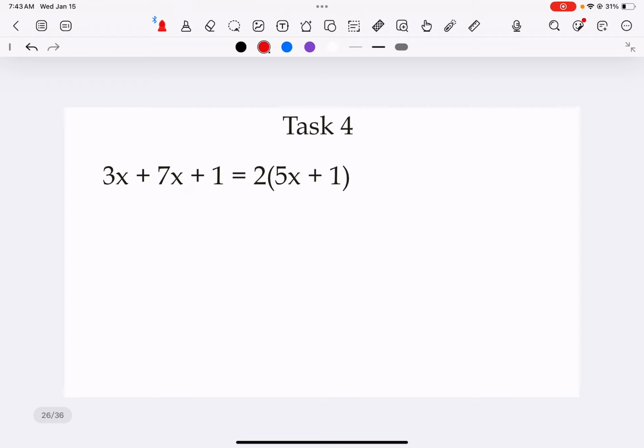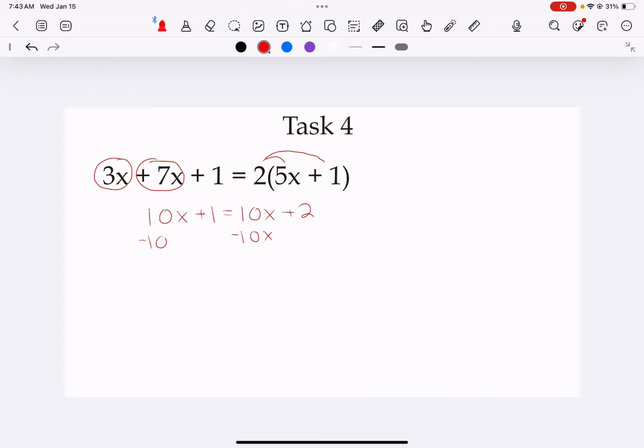Combine like terms on the left, 3x plus 7x is 10x. Plus 1 comes down because it has no like terms. Distribute my 2. 2 times 5x is 10x. 2 times 1 is a positive 2.